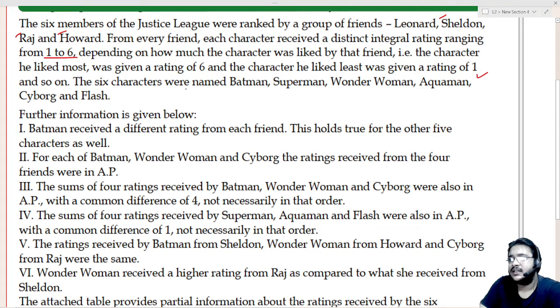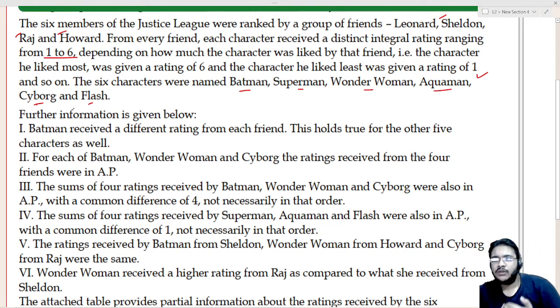The 6 characters were named. Now they have named the character also. Obviously, you can see through the table also, but they have given the names: Batman, Superman, Wonder Woman, Aquaman, Cyborg and Flash. And now there are some conditions that are given to me. I am hoping that these conditions will help me decipher the set in a better way.